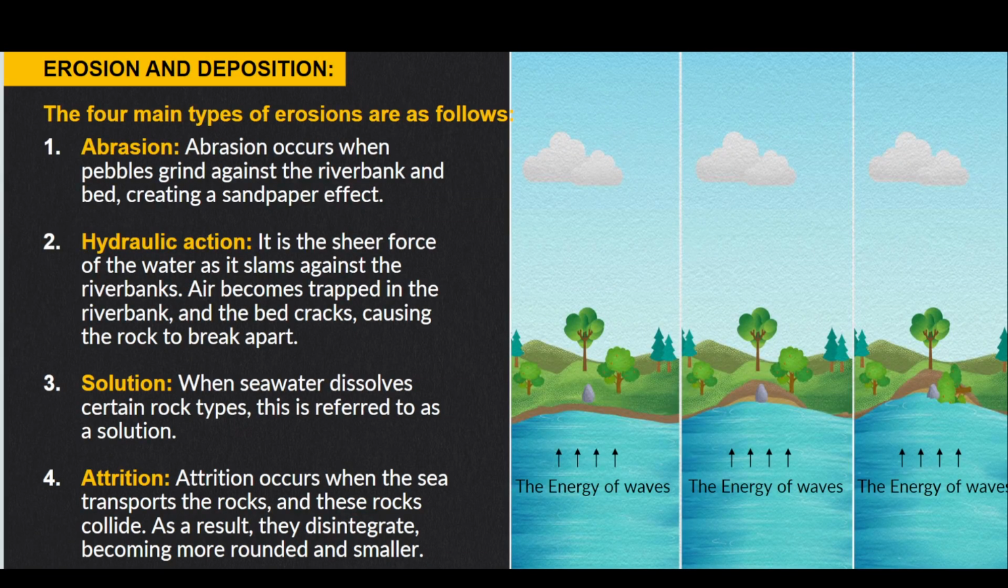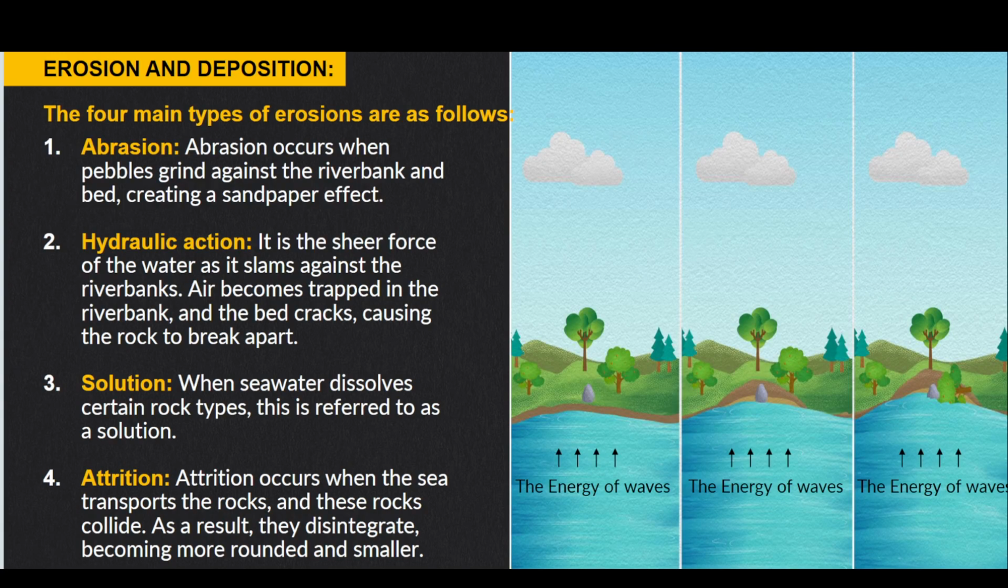So erosion and deposition. The four main types of erosion are these. Abrasion occurs when pebbles grind against the riverbank and bed, and it creates a sandpaper effect. Then hydraulic action is the sheer force of the water as it slams against the riverbank, and air becomes trapped in the riverbank and bed cracks, causing the rock to break apart.